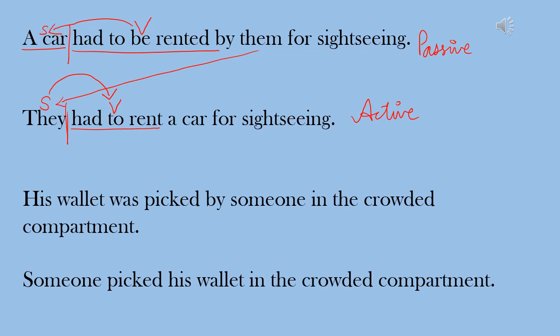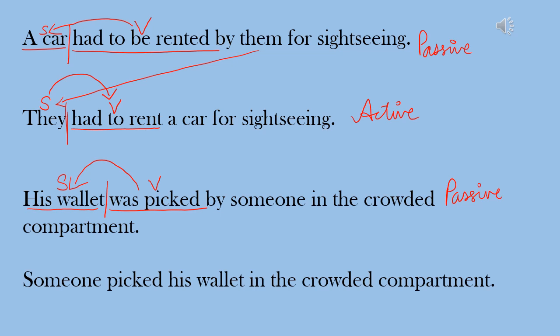His wallet was picked by someone in the crowded compartment. So his wallet is the subject. Was picked by someone in the crowded compartment is the predicate. Here we see that was picked by someone. So the wallet, the action was the wallet getting picked and it is being performed upon the subject, that is the wallet. So his wallet is the receiver of the action, not the doer of the action. So the sentence is in the passive voice.